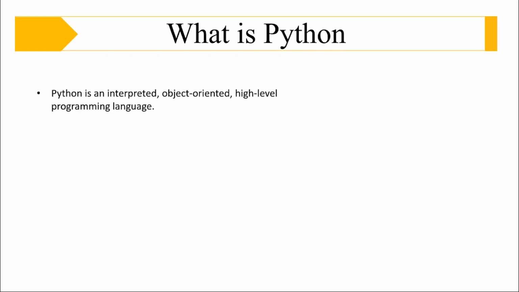Now, coming to what is a high-level programming language. Here, there are two things we need to understand: low-level language and high-level language. Low-level language is basically the machine-level language, that is in terms of zeros and ones, whereas high-level language is close or similar to English, or in other words, it is human-understandable language.